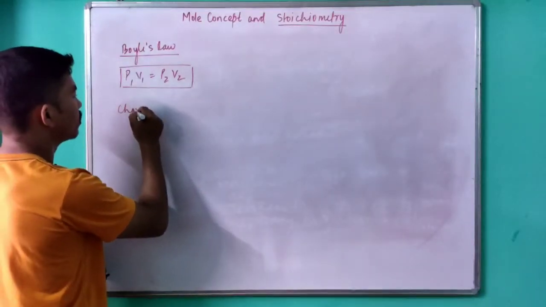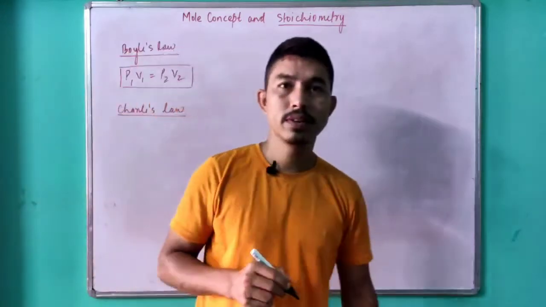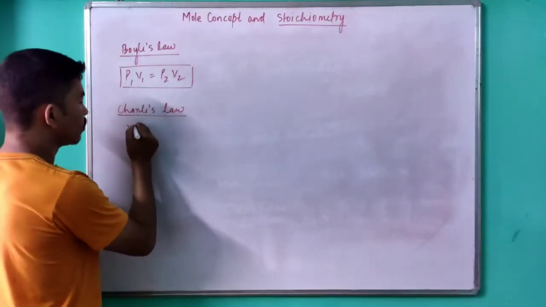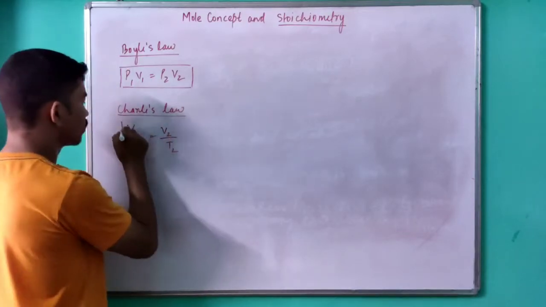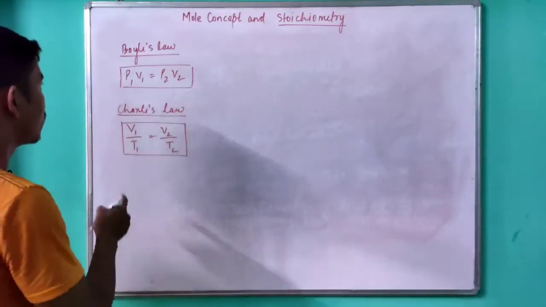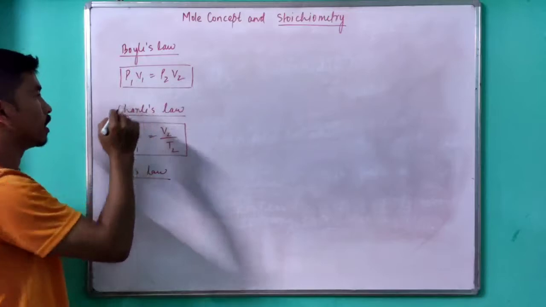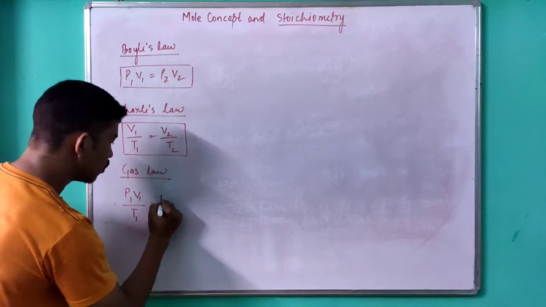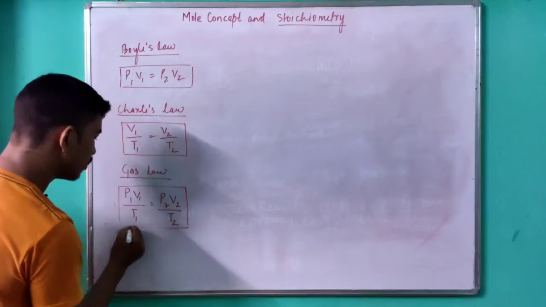Then we had also learned about Charles' law. Charles' law stated that the volume of the gas is directly proportional to the temperature. So for the two stages, it was V1 divided by T1 is equal to V2 divided by T2. So this was Charles' law, which we have already learned in class 9. And then finally we had also learned about the gas law, a combination of both Boyle's law and Charles' law to give us the equation of the form P1 into V1 divided by T1 is equal to P2 into V2 divided by T2. So this was the mathematical expression of the gas law.